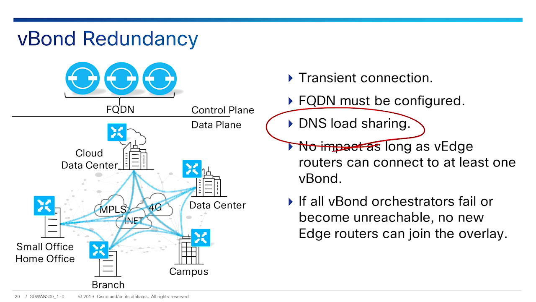You're not going to configure that inside here. It's going to be configured in DNS. We point to a fully qualified domain name, and then DNS is going to route us to a vBond. That'll usually happen in a round-robin fashion, but depending on your DNS load balancer, you can set up priorities for each individual one. Okay?